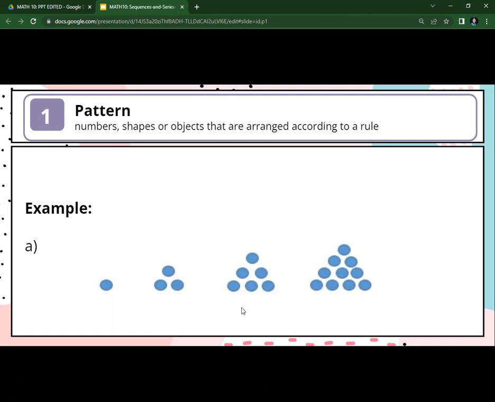That's why we can get the next pattern, which is, for its definition, the number of shapes or objects that are arranged according to a rule. Which is yung mga rule natin doon, yung mga decrease by 2, decrease by 1, multiply by 2, and so on.